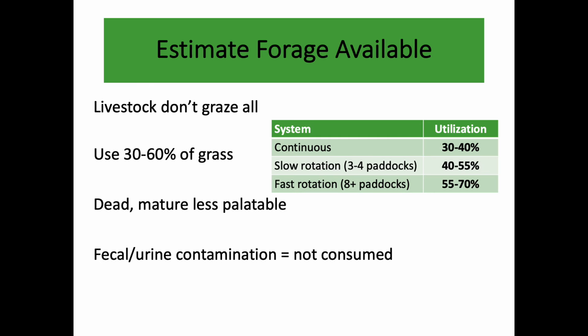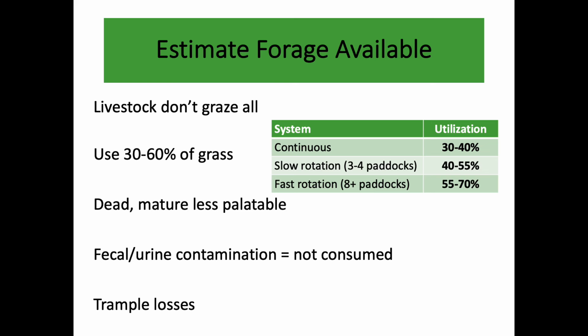If there's areas, especially in higher concentrations where we've got fecal and urine on the ground, they're not going to graze that, so that's areas that aren't consumed. And so all these things are factors that affect our utilization. Trampling losses is another good example that can impact our utilization.